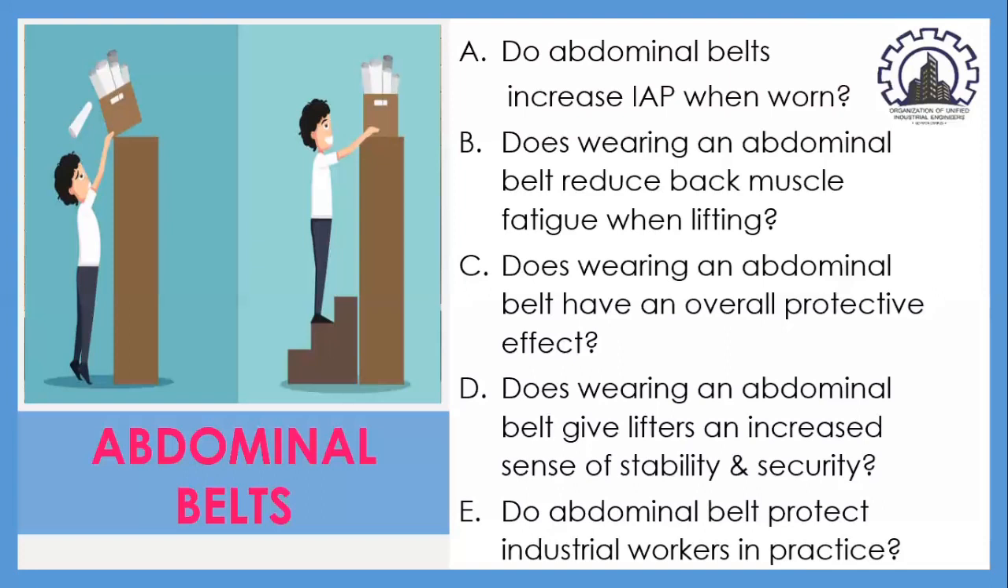And according to McCoy et al., 1988, they found that subjects self-selected weights that were 19% heavier when they were wearing belts, which may be evidence for risk compensation. And the next question that we might be asking ourselves as well, do abdominal belts protect industrial workers in practice?